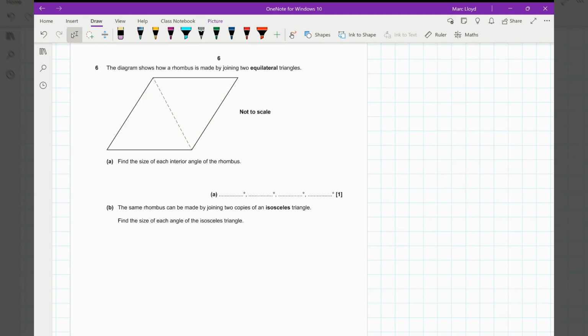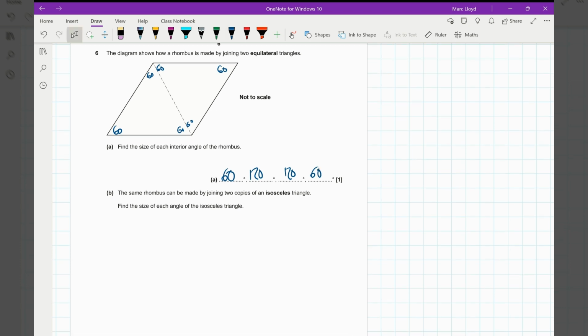Question 6. So the diagram shows how a rhombus is made by joining two equilateral triangles. Find the size of each interior angle. Well, here we've got 60, 60, 60. So this will also be the same. So we've got 60, 120, 120, 60. I don't think it matters what order you put them in, but just put them in.